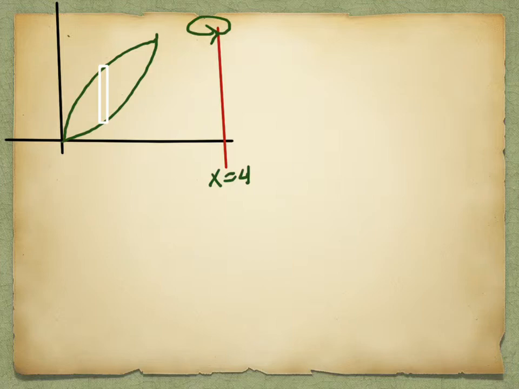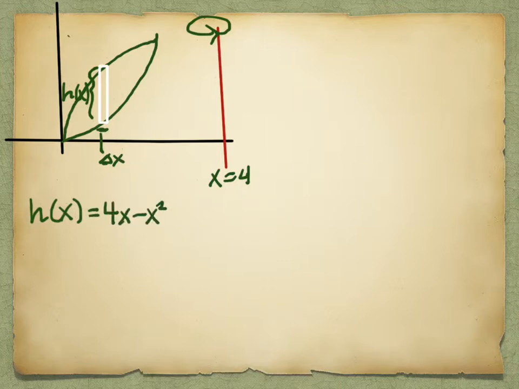So the height of the rectangle itself, h of x, and this is in terms of x because the distance right here is delta x. So this h of x equation over here is actually the top equation, which was 4x minus x squared, and then to subtract off the bottom equation, which was just x squared. So my height is actually 4x minus 2x squared.